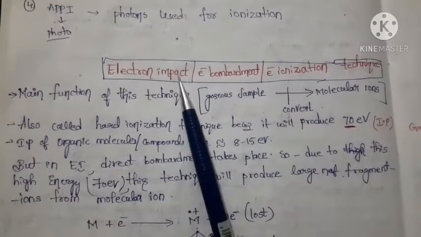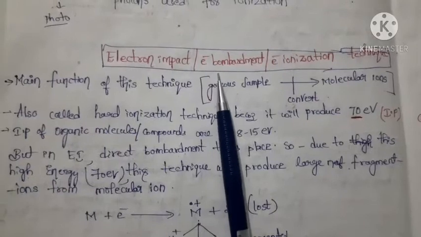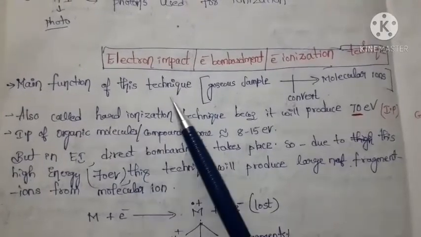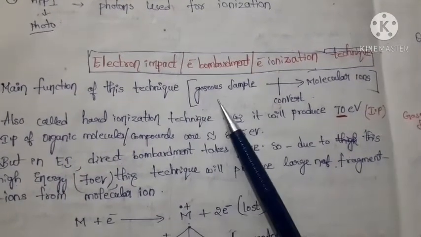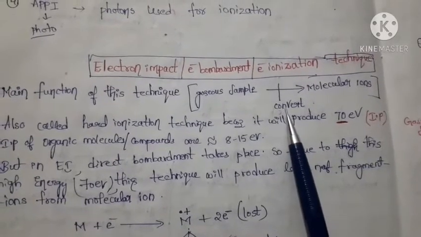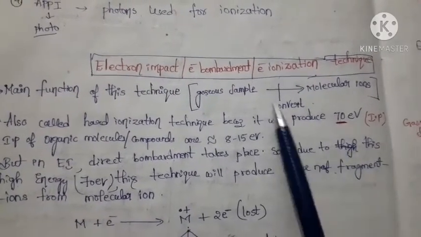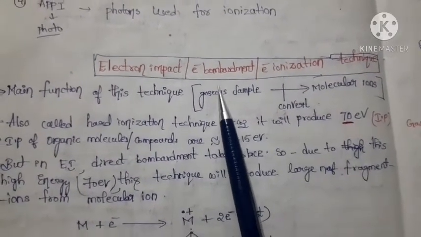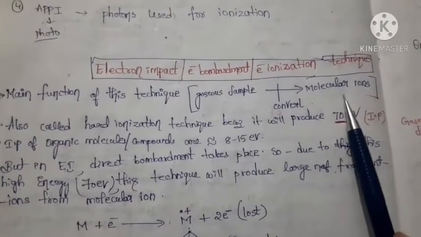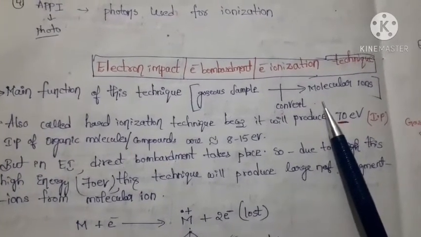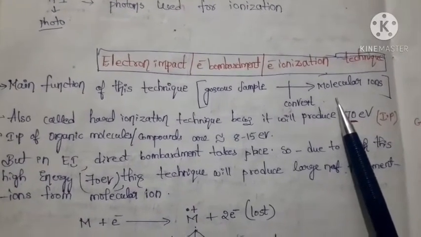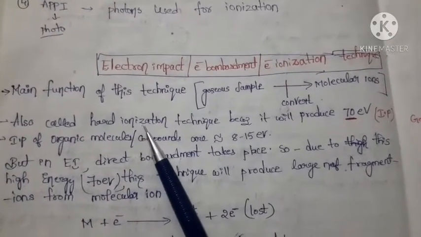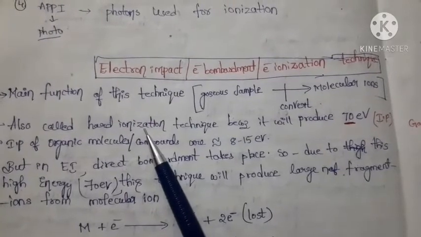Electron impact, or electron bombardment, or electron ionization technique. The main function of this technique is that the gaseous sample is converted into molecular ions. Molecular ions can also be called what? Yes, parent ions.